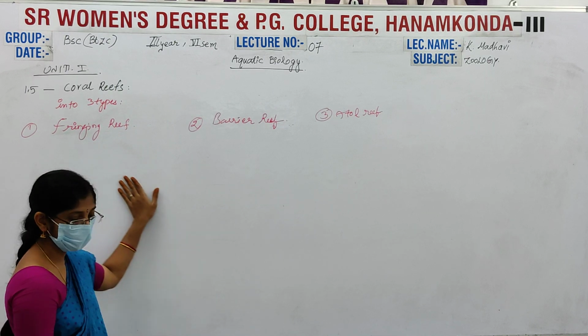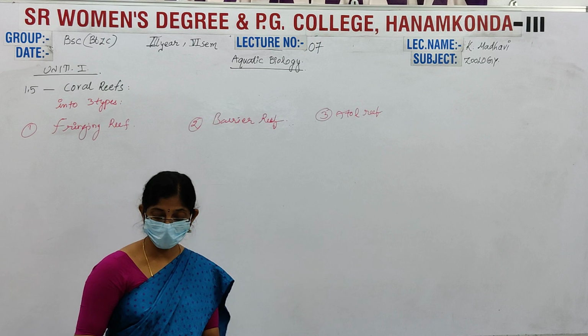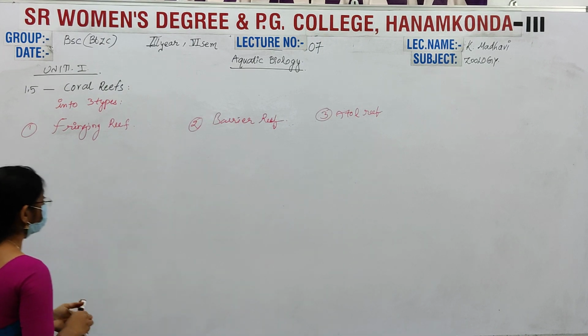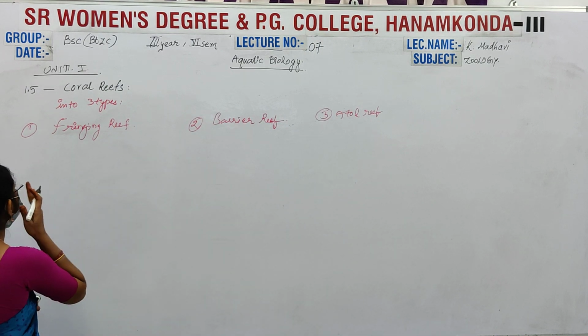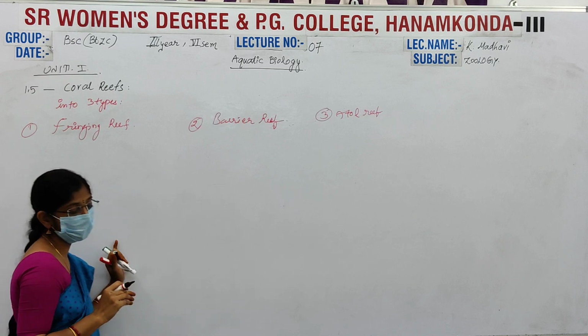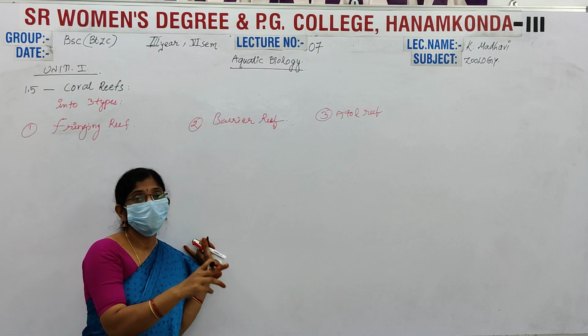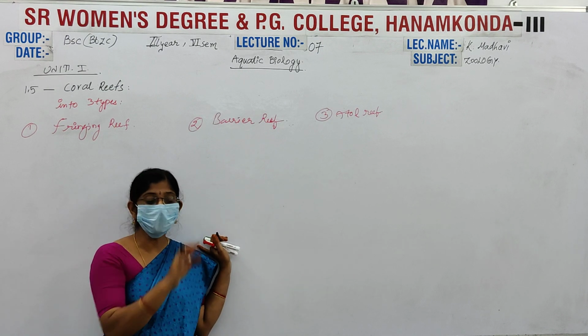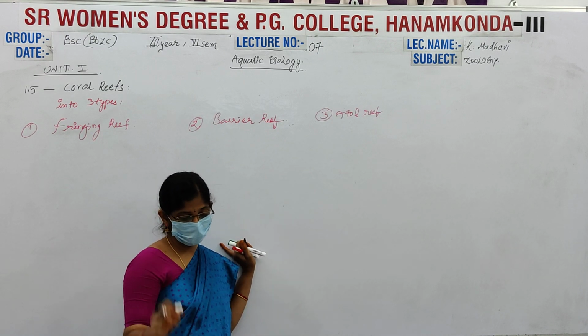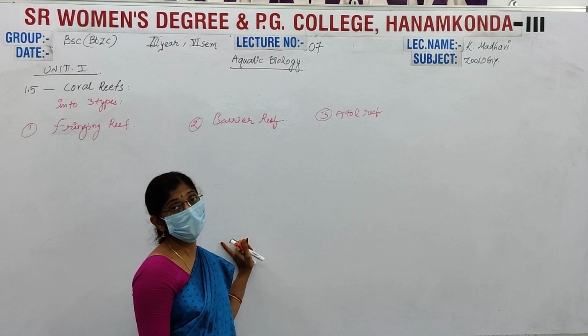The first one is the fringing reef. I will simply draw a diagram so we can easily understand. A fringing reef mostly extends the distance from the seashore to the surface. Inside the sea, they can extend.